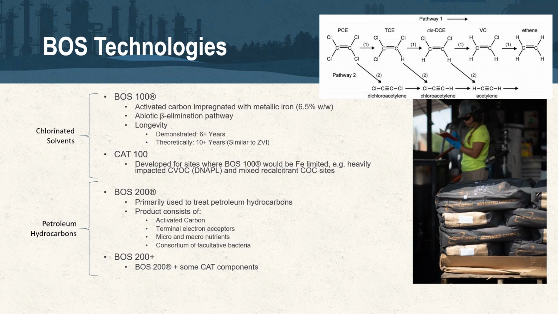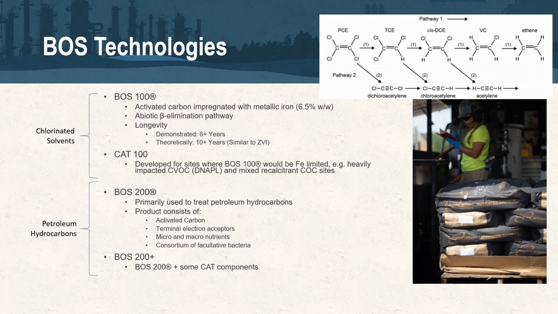then ethylene. The nice thing here, and one of the common applications for BOSS 100, is inside of buildings that have potential vapor intrusion risk, because we're not generating vinyl chloride. Theoretically, you're generating a very small amount, but again, with the activated carbon present, we don't actually see that in practice.